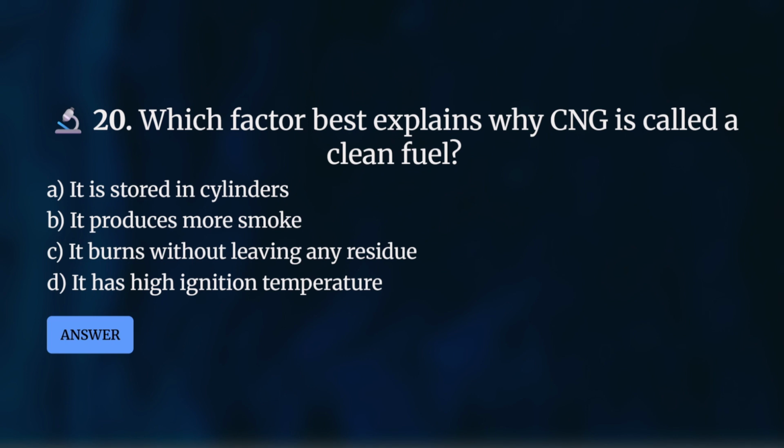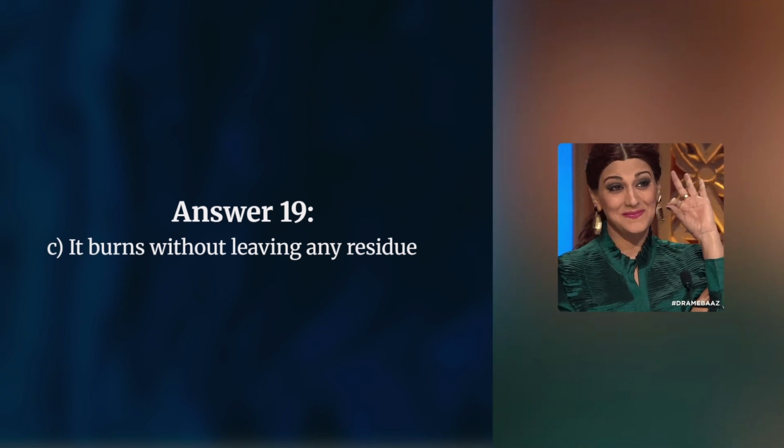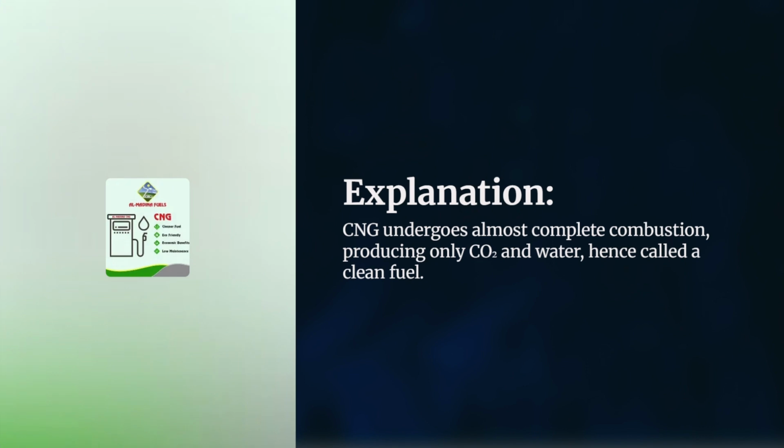The last question for the day. Which factor best explains why CNG is called a clean fuel? Options are A. It is stored in cylinders, B. It produces more smoke, C. It burns without leaving any residue, or option D. It has high ignition temperature. The correct answer is that it burns without leaving any residue. CNG undergoes almost complete combustion, producing only carbon dioxide and water. Hence, it is called a clean fuel.